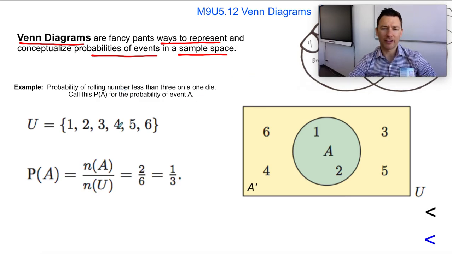So, for example, we want to find the probability of rolling. We're rolling a die, and we want the probability of getting less than 3.